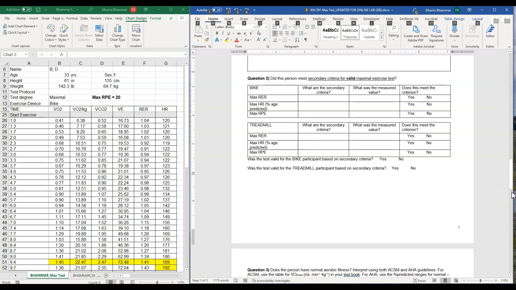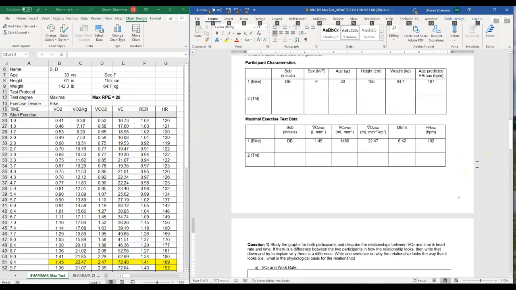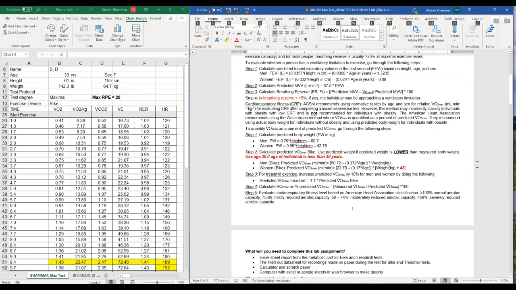Question 2 is asking about whether the person has met secondary criteria for a valid max test. You have to find their data and write that down over here. You have to find the secondary criteria and write them down over here. So to find the secondary criteria, if you scroll up, there's a list that tells you what they are.